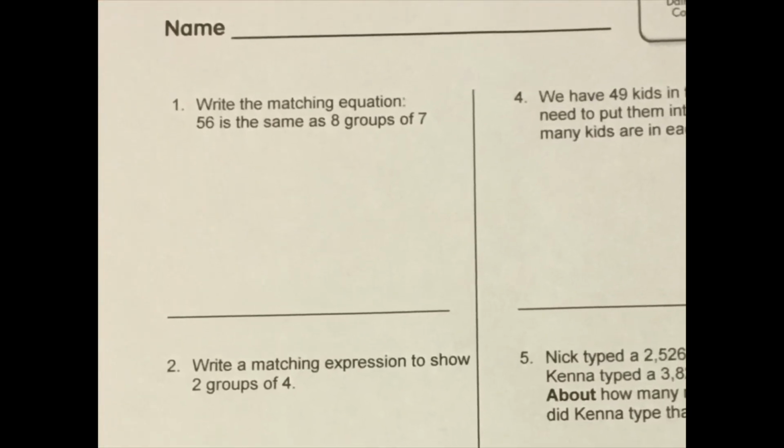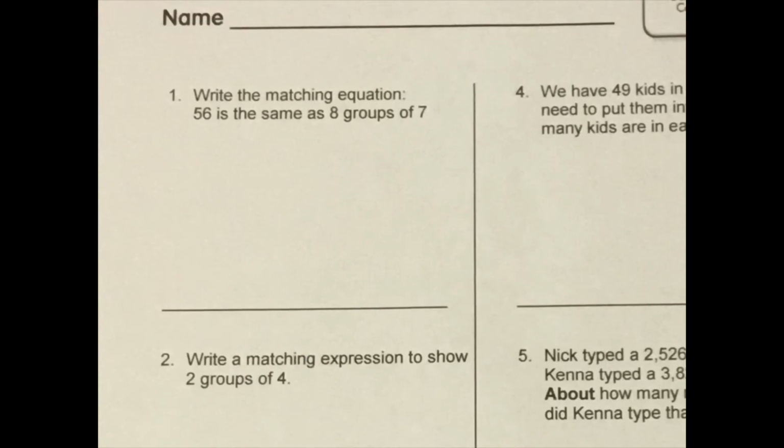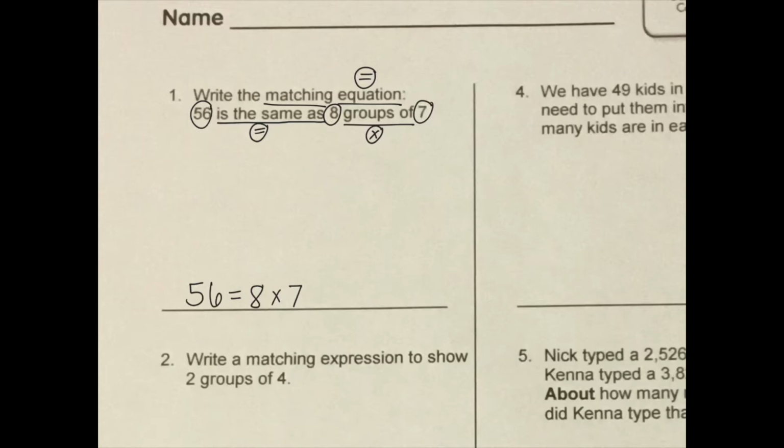Alrighty, let's look at number 1. It says, write the matching equation. Matching means it has to match exactly. An equation is a number sentence with an equal sign. And then we have 56 is the same as, which means equals. 8 groups of means multiplication. And 7. So I just have to make it match exactly. It's going to start with 56 equals 8 times 7. And I know it's an equation, so I need an equal sign, so I am correct.